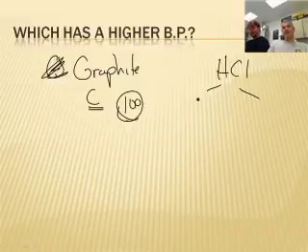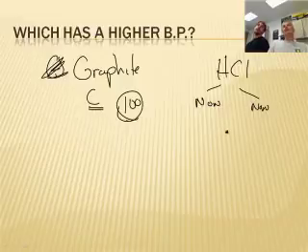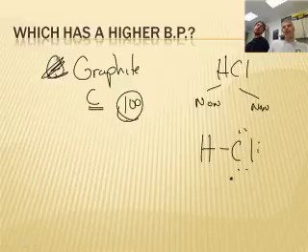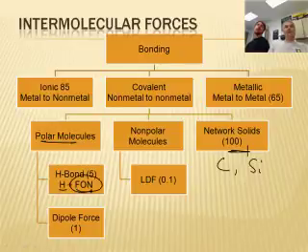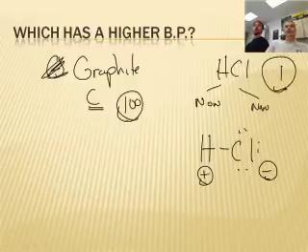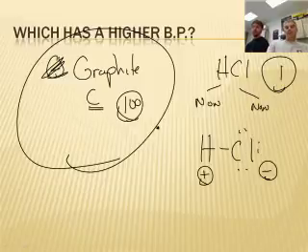HCl, this is a non-metal, and this is a non-metal. Okay, non-metal to non-metal, covalent compound. When you draw the Lewis structure of HCl and determine this side is negative and this side is positive, there is H right here. So maybe it's a hydrogen bond? Maybe. So we go polar molecule. It has H, but no F, O, or N. So therefore it's a dipole. So it has a strength of 1. Obviously 100 is bigger than 1. Graphite has a higher boiling point.